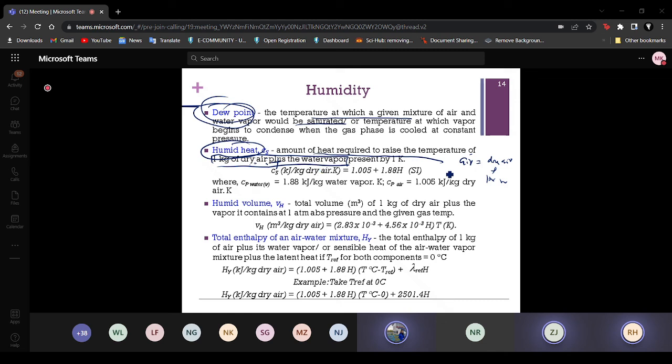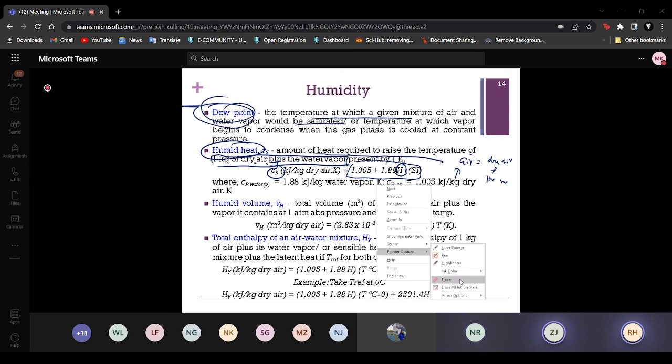So how much energy is required to raise the temperature of this air by 1 degree Celsius? So the equation is CS equals 1.005 plus 1.8 times humidity. So you need to know the humidity, then you can get the CS value. So that is the humid heat.